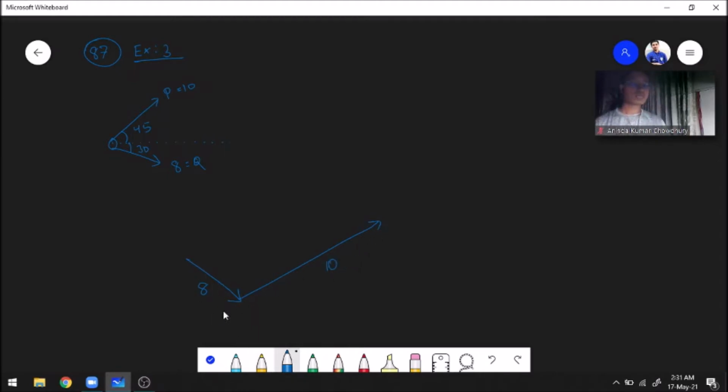This is your 10 newton vector, or P vector. You have to join the vectors head to tail, as if they're going in one direction. Then you join the tail of the first vector to the head of the last vector, like this. This vector is your resultant vector. Your resultant vector also has a certain angle with the horizontal. We don't know that angle, but we do know that this angle here is 30, because 8 was making an angle of 30 degrees below the horizontal.